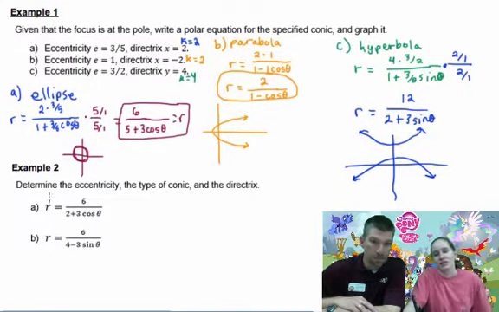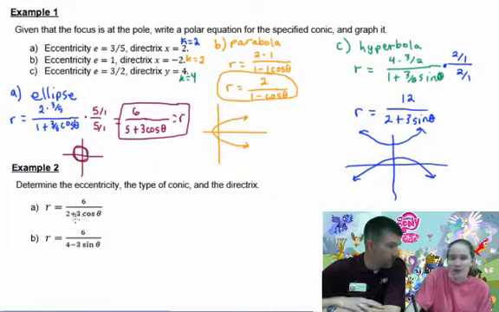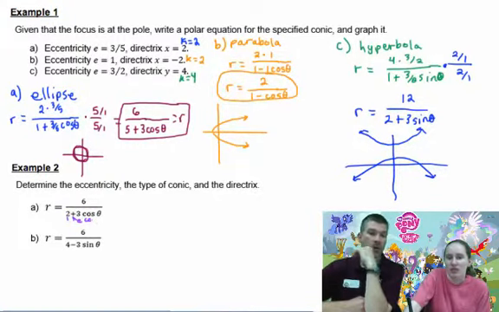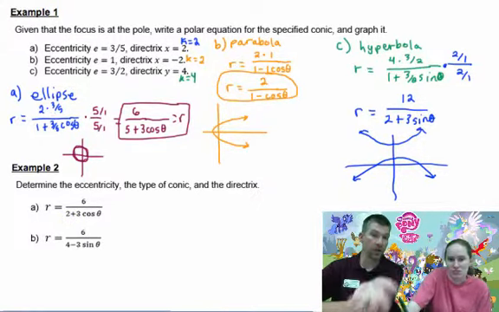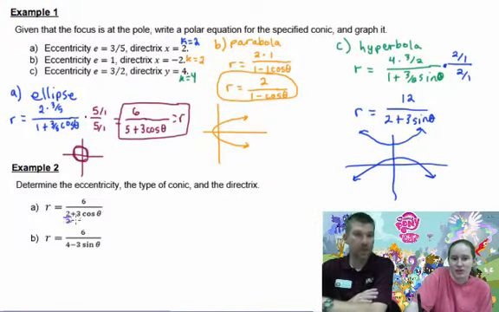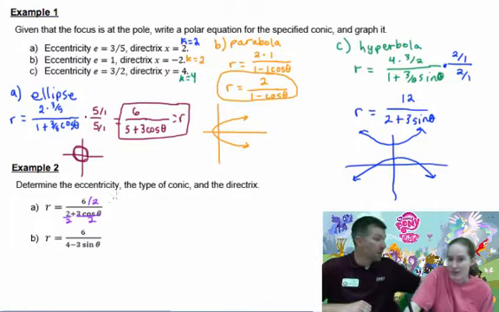Okay. Example 2. Determine the eccentricity, the type of conic, and the directrix. Now we're going in reverse, basically, because we want this to be 1 plus e cosine theta. In order to get that, we need to divide everything by the number in the very front. So we're going to divide everything by 2. This is basically the same thing as multiplying the numerator and denominator by a half.